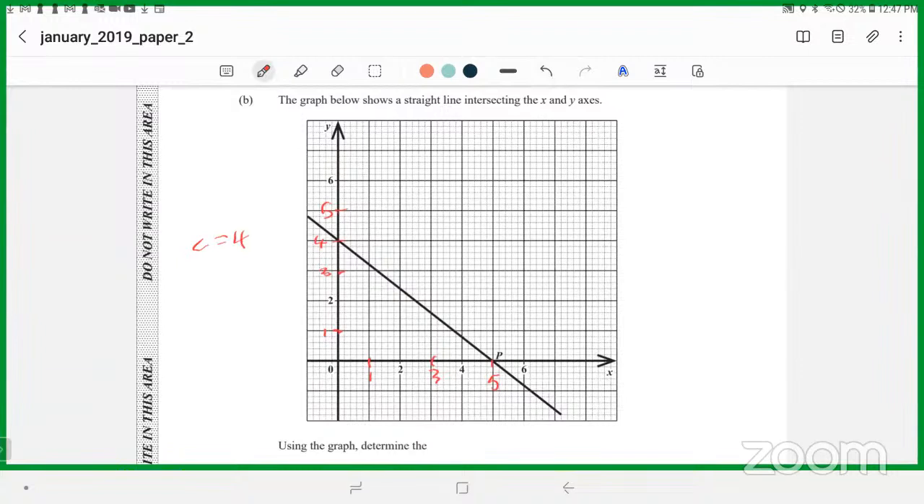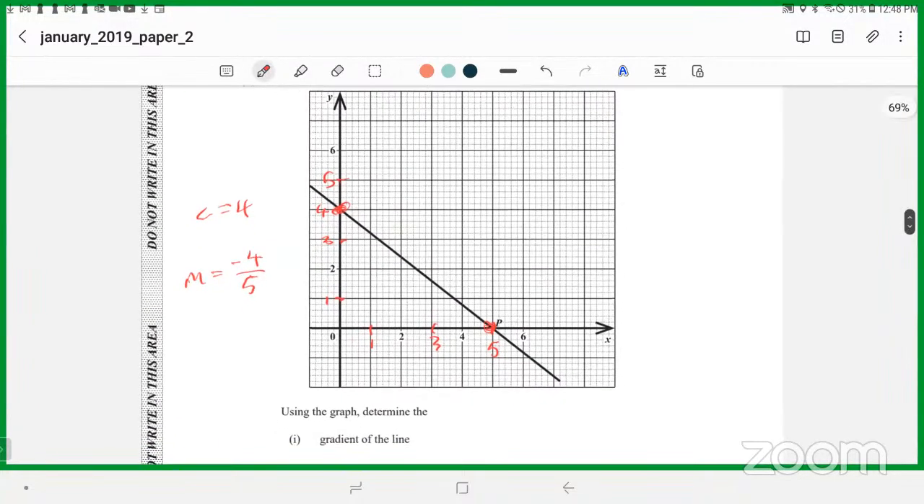And we can actually count out the gradient. There are no points in between that we can use, so the only points left to use are this one and this one. You can see that the rise is -4 and the run is 5. So the gradient is -4 over 5. The gradient of this line is rise -4 over run 5.